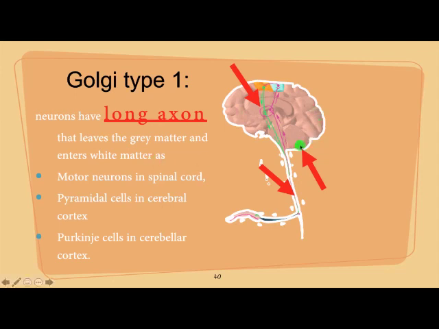Also they have long axon, so they are related to the Golgi type 1 of neuron according to the length of the axon. They leave the gray matter in the cerebellum and passes to the white matter. Also we have the motor neuron in the spinal cord, anterior horn cell. They leave the gray matter and pass in the white matter and form the part of the spinal nerve. So these are the Golgi type of long axon.